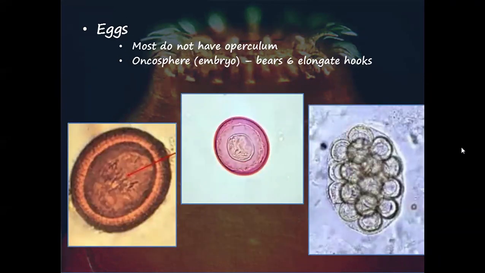The eggs of the tapeworms mostly do not have an operculum. In your laboratory, you were probably able to observe these eggs. Inside the eggs, you will have the embryo, or what is termed the oncosphere. And the embryo will contain 6 elongated hook-like structures, which will be used by the released embryo for attachment to the intestinal mucosa.